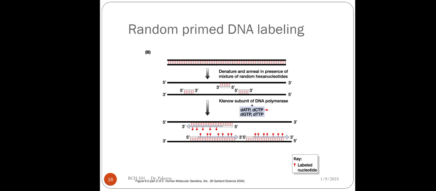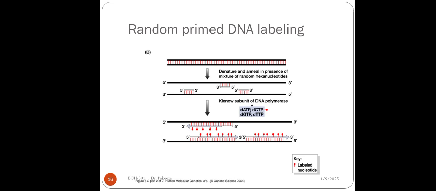Again, an excellent slide, a very good concept we can see here: the random primed DNA labeling. You can see, here we have double stranded DNA. First we have to denature it, we all are aware of that. For denaturation we use temperatures of 94 to 96 degrees centigrade, and they will turn into single stranded DNA. Then we will use these random primers.